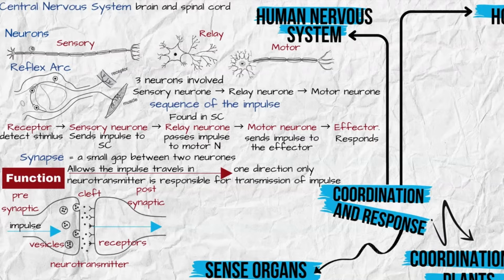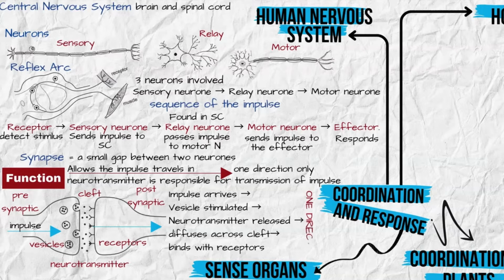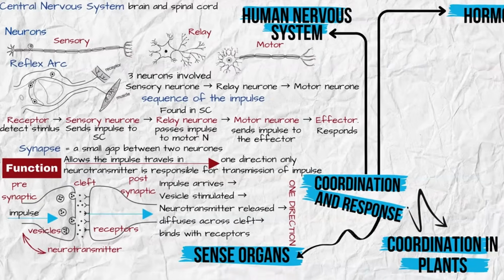Paper 2 loves this sequence, so say it with me. Impulse arrives, vesicles are stimulated. Neurotransmitter is released. It diffuses across the synaptic cleft. It binds with receptors. And the impulse continues in one direction. One last thing. If the question asks you, where is the neurotransmitter found? The answer is, in the vesicles of the presynaptic neuron.